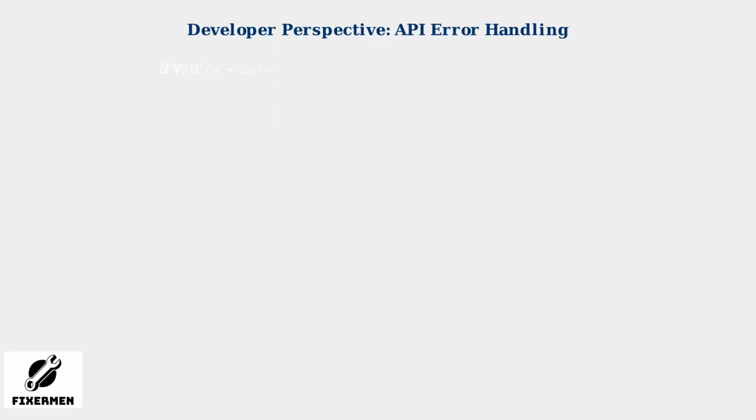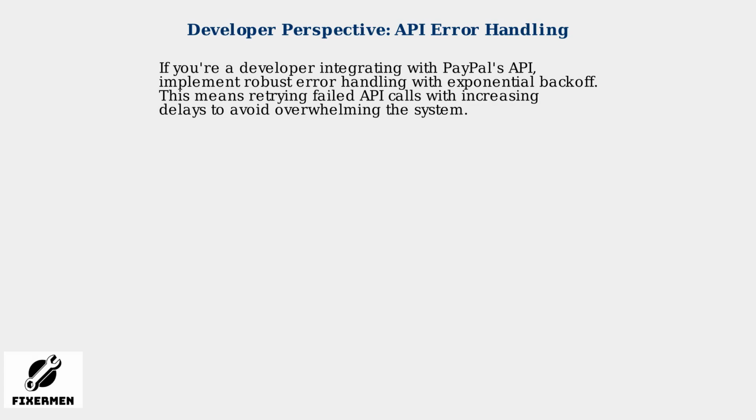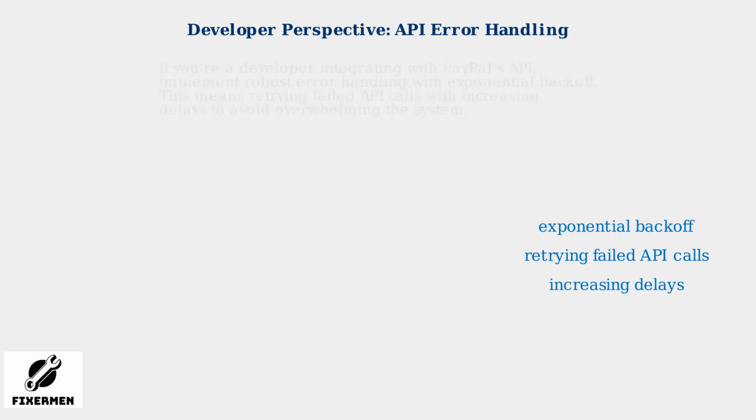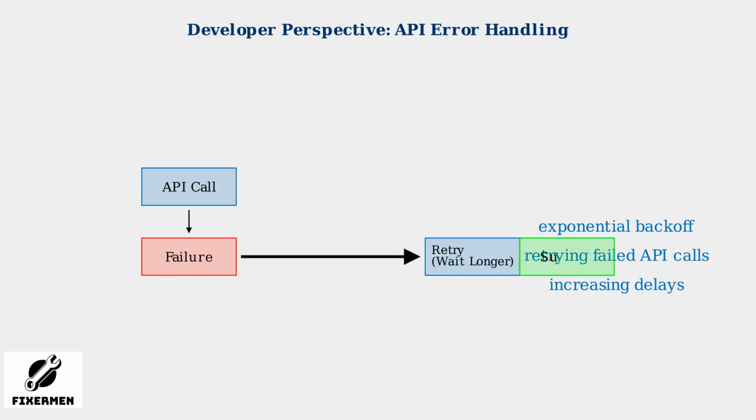From a developer's perspective, when integrating with PayPal's API, it's crucial to implement robust error handling using exponential backoff. This technique involves retrying failed API calls with increasing delays between attempts to prevent overwhelming the server. Exponential backoff means that each retry attempt waits longer than the previous one. For example, the first retry might wait 1 second, the second 2 seconds, the third 4 seconds, and so on, using powers of 2.